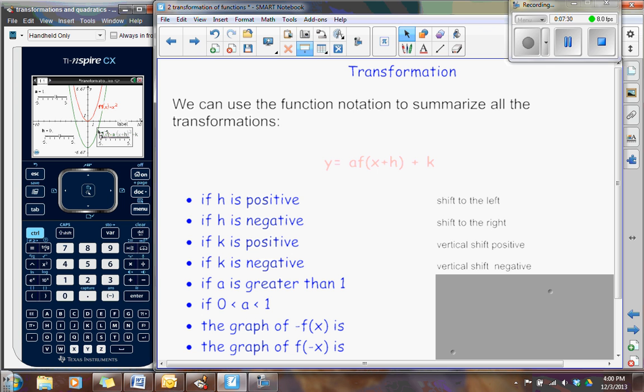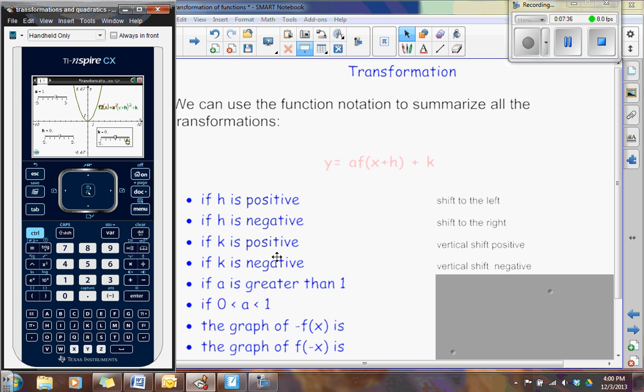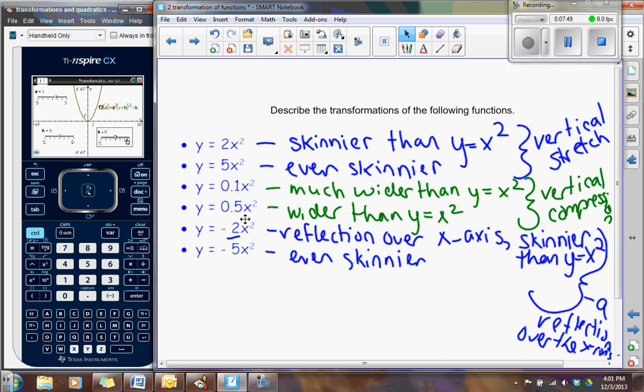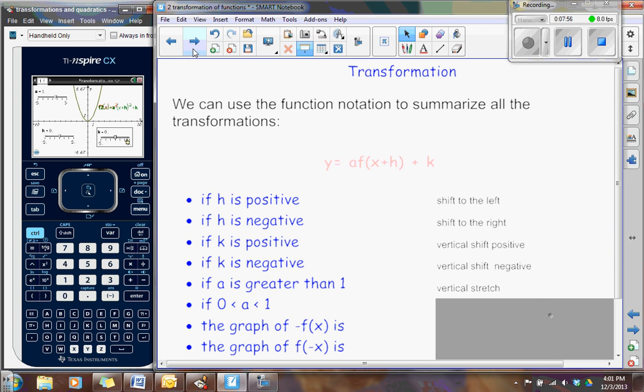If a is greater than 1, we talked about those examples just recently. If a is greater than 1, it's going to be skinnier. So we're going to call that a vertical stretch. Our function is going to be stretched vertically. It's going to get skinnier. If a is between 0 and 1, like in these two examples, 0.1 and 0.5 are both values between 0 and 1, we're going to have a vertical compression. Our function is going to be wider than y equals x squared.